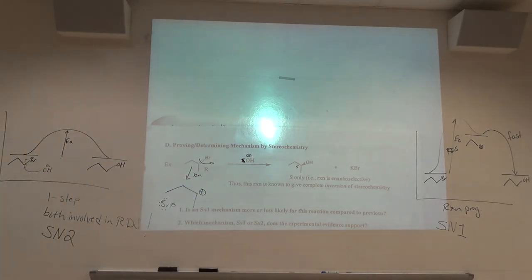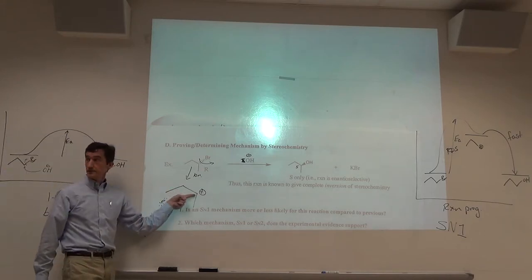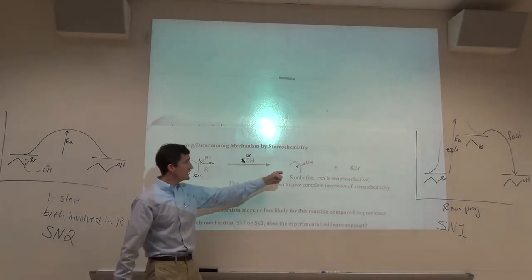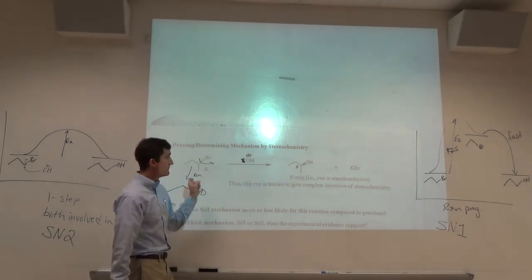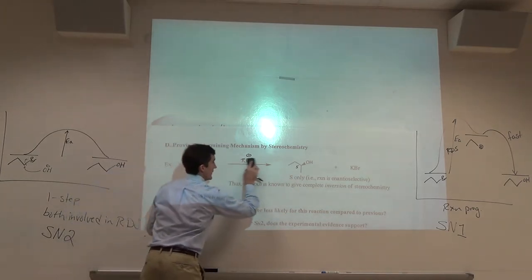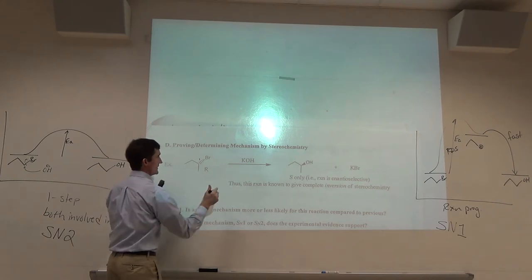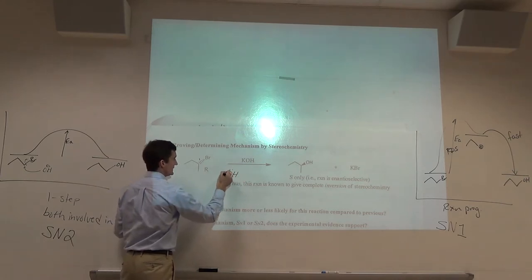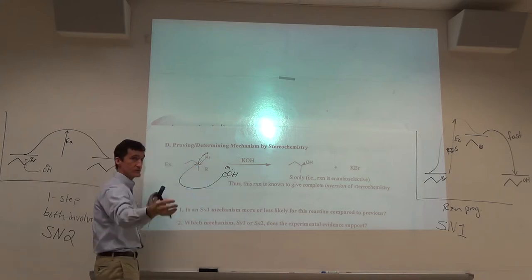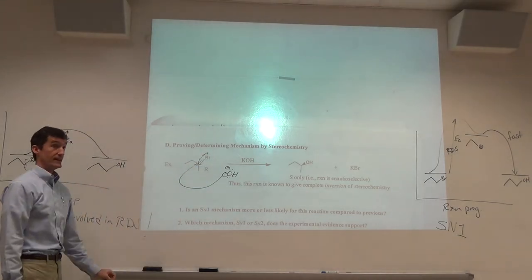What would you get, R and S? Why would you get S and R? Because how do you attack carbocations? Either side. If this was the mechanism and you ionize first, you should get S and R. But this reaction is known to only give S. Why? Because it doesn't involve a cation. The mechanism involves hydroxide coming in here, kicking this off in a concerted backside attack.